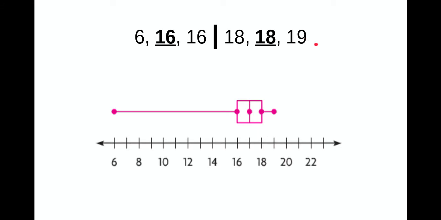Finally, to make those whiskers, 19 is our greatest number, which gives us this really short whisker, and then this $6 was our smallest number and gives us this long whisker. So we have a long whisker, a really tight box, and then a little skinny whisker over there.